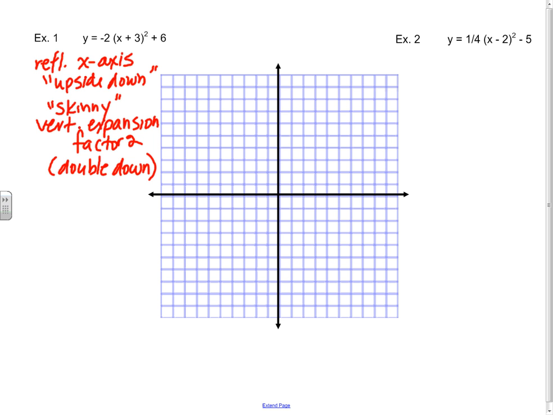The plus 3 is a horizontal change, and because it's plus 3 in the brackets, it means to the left 3. The 6 is also a vertical change, and because it's a plus 6, it's up 6, as we would expect. From grade 10, we looked at that form, which is called the vertex form, and would have noticed that my vertex is left 3, up 6.